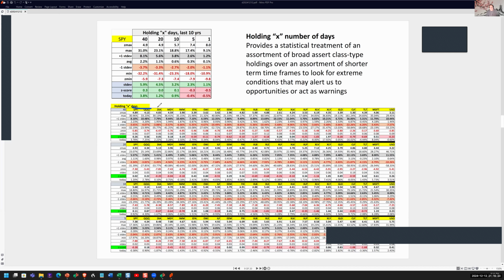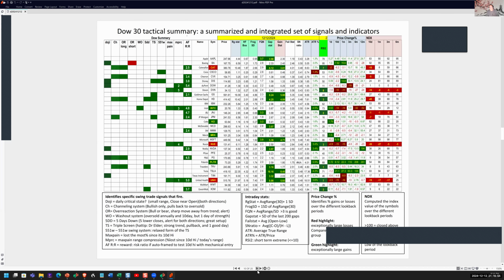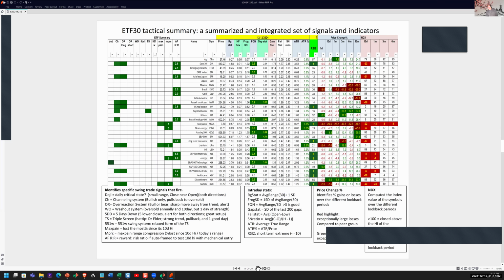These US markets on the 40 day, all positive Z scores. The globals, pretty much negative Z-scores. So the US still has all the juice. Mostly weakness in the Dow Tactical on today's little selling pressure. In the ETF 30, again, mostly selling pressure. Marijuana was a big seller today.